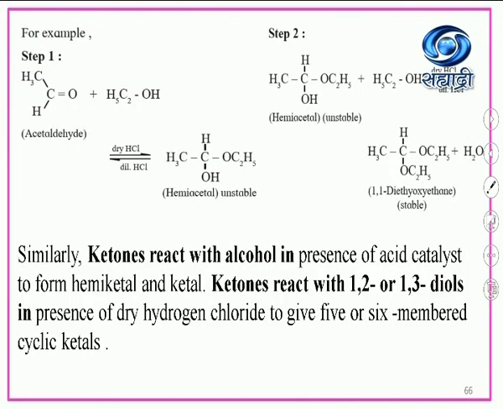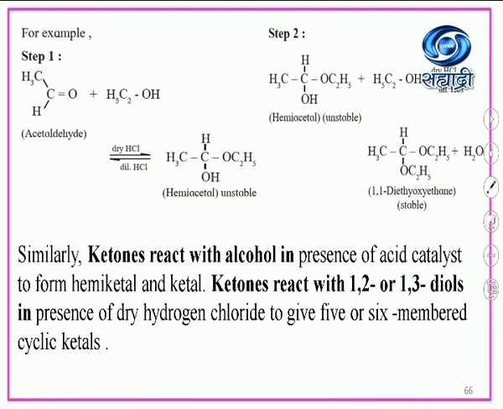For example, here we will see step number 1, that is acetaldehyde, CH3CH C double bond O plus C2H5OH, the ethyl alcohol. When it is treated with dry HCl, dry HCl meaning free from water, then you get CH3C bond O C2H5 bond OH and bond H. That is hemiacetal, an unstable product. There is only one alkoxy group, the ethoxy group, C2H5O, so it is known as a hemiacetal. Then when this hemiacetal is treated with dilute HCl, you will get the original products, acetaldehyde and alcohol.